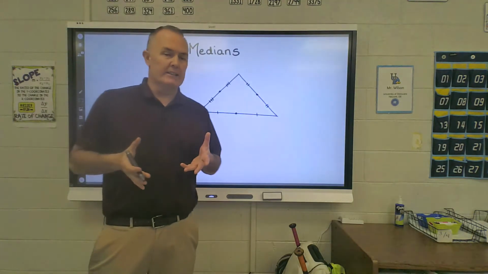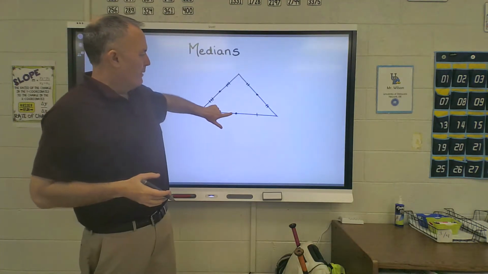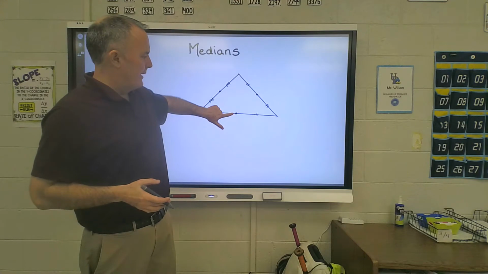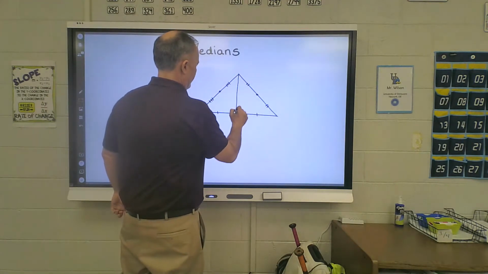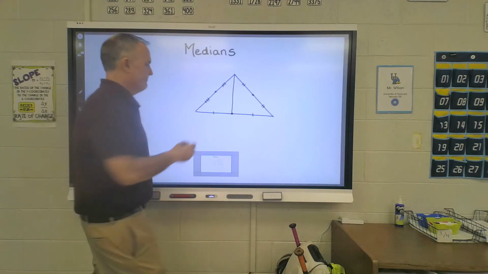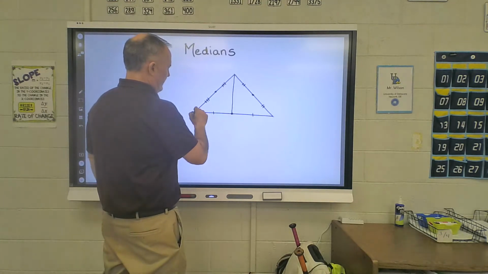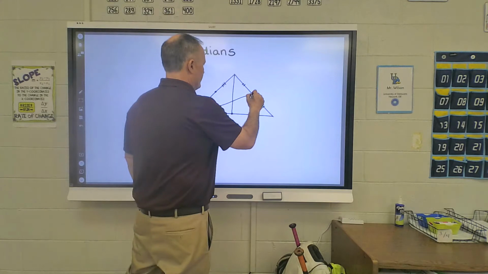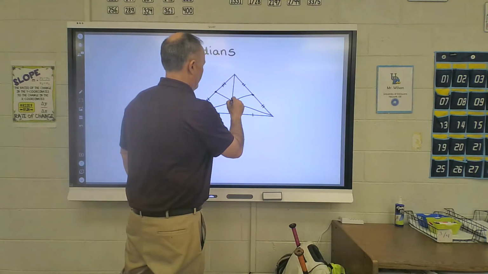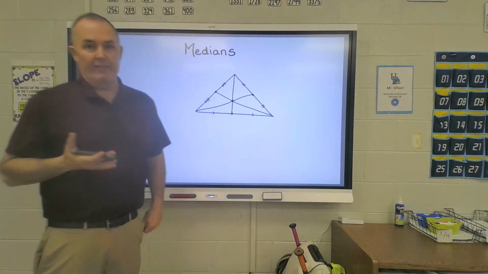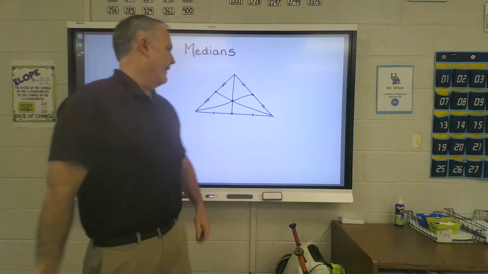Now, we're going to draw a line from the middle part of the opposite segment all the way to the vertex. There's a median. We're going to do the same thing with all the other points. The line's a little wavy, but like I said, we're just eyeballing it today.